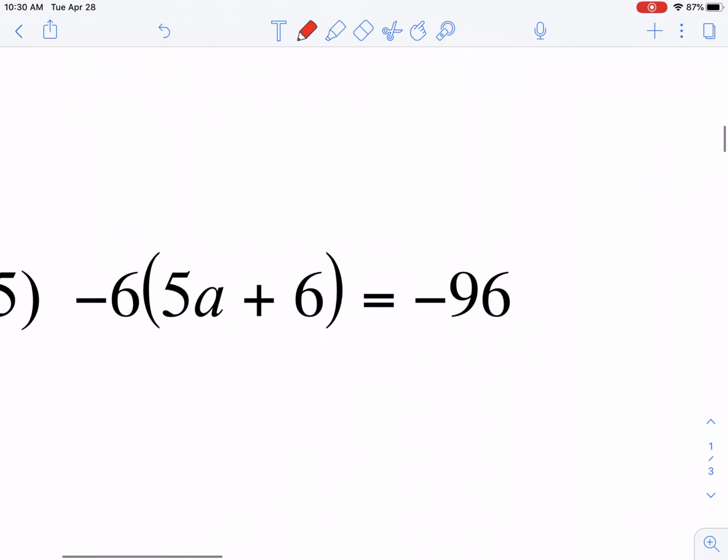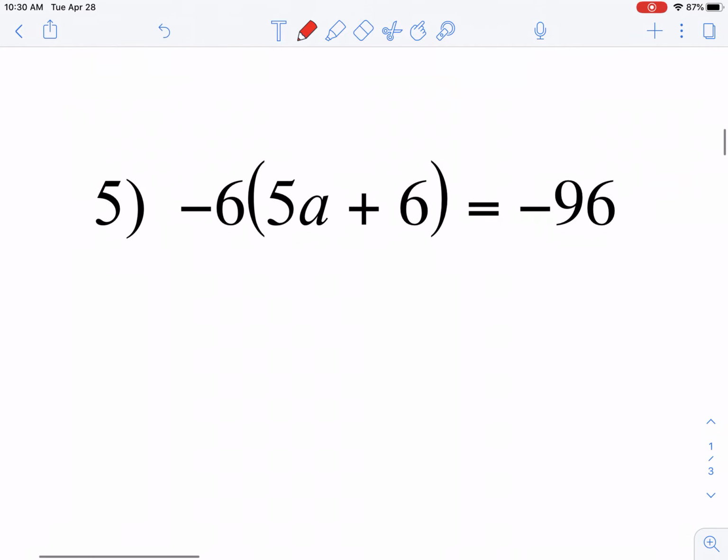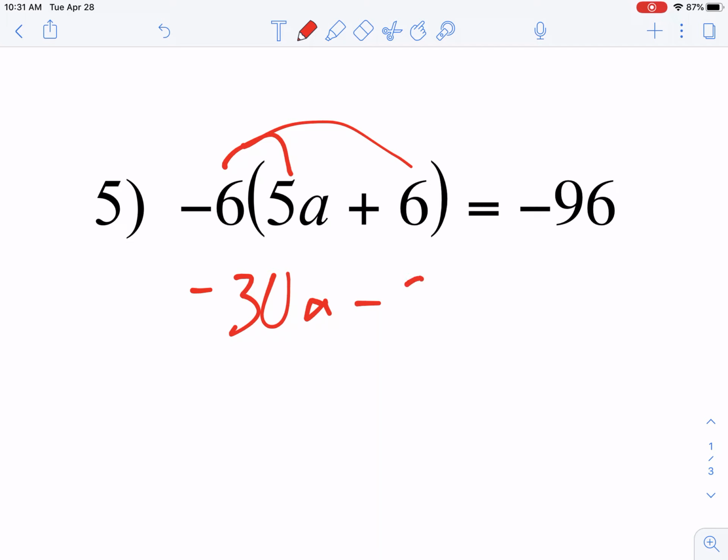Looking at problem number 5, we have negative 6 times 5 is going to be negative 30. The a comes with it. Negative 6 times positive 6 is negative 36. It's equal to negative 96. I want to get rid of the negative 36 first, or minus 36, so I'm going to plus 36 on both sides.